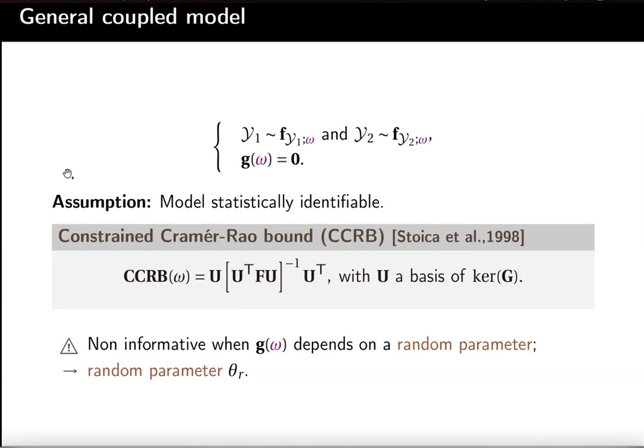In this work, I assume that my model was statistically identifiable. However, a problem with this standard tool is that when the constraints on the model parameters depend on an additional random vector, this bound is non-informative. However, it still remains a tool of great interest for the design of a system of measurements and performance analysis in the presence of deterministic constraints, of course, which leads us to the introduction of a random parameter that we'll refer to as theta r.